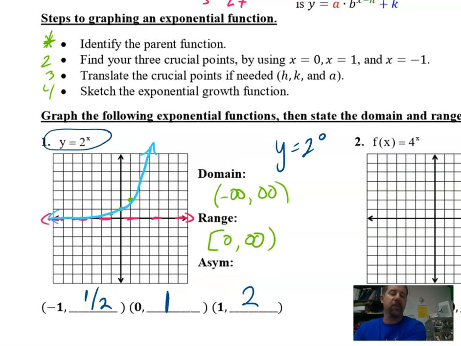Oh, and I almost forgot, we have to do the horizontal asymptote, or write our asymptote. This is a horizontal line again, so it's going to be y equals, and again it's at y equals 0, so y equals 0 is our horizontal asymptote. Make sure again you have the y equals when you're writing these.